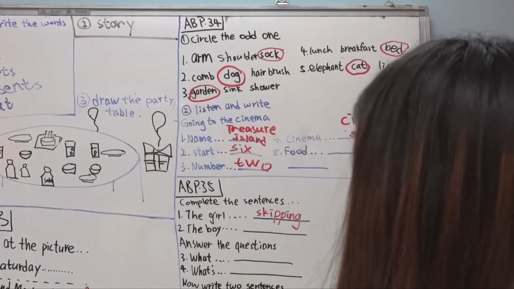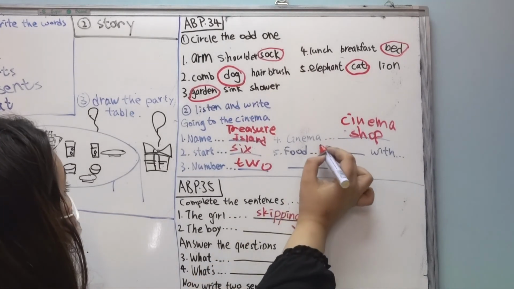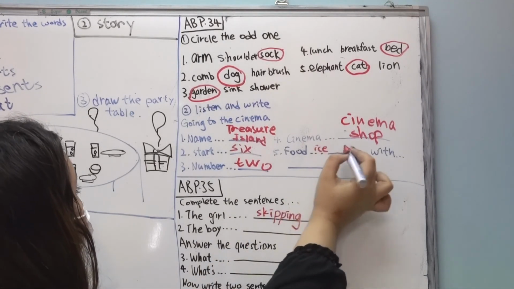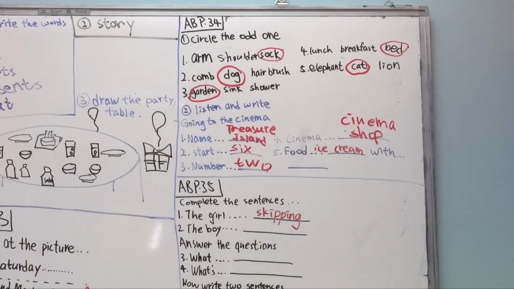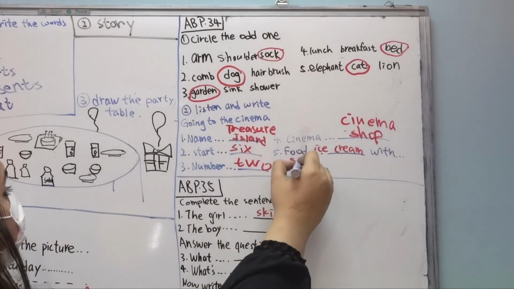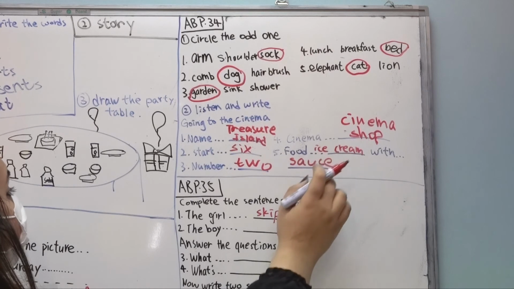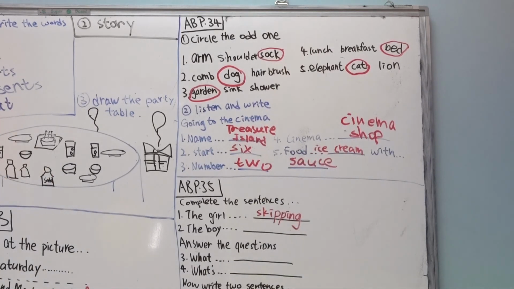Food and cafe is, what is it? Ice cream with, what sauce is it? Mango sauce. This is how we spell sauce. S-A-U-C-E. Sauce. Okay? So we are done with the listening.